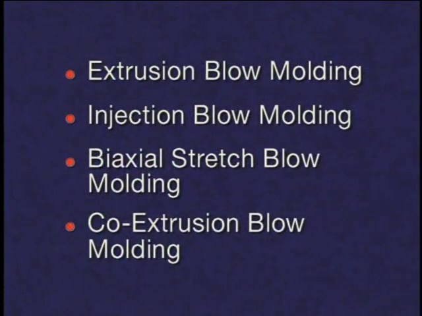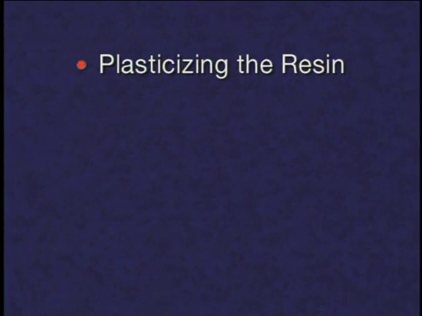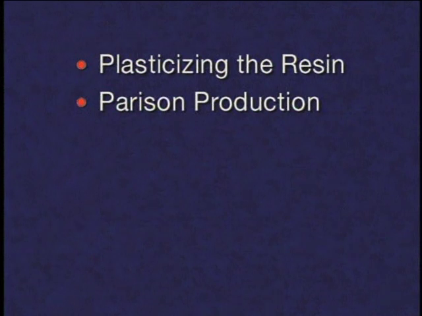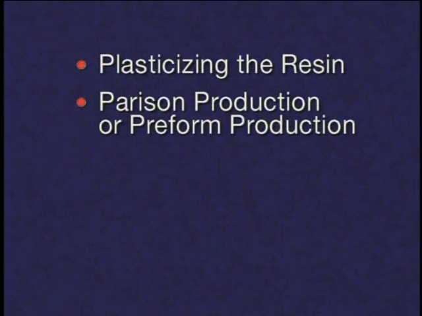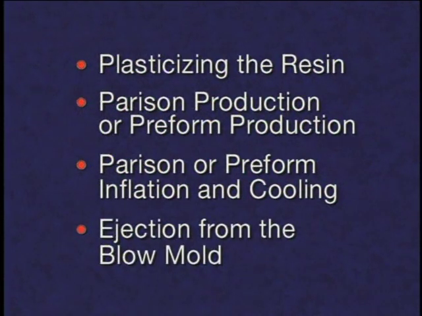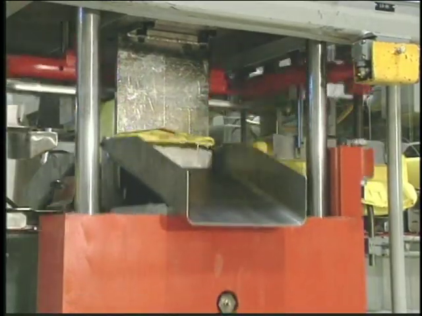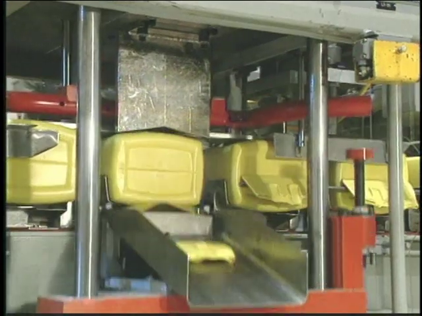In addition, these blow molding processes all share four common stages: plasticizing or melting the resin, parison production when referring to most blow molding operations, or preform production when referring to biaxial stretch blow molding, parison or preform inflation and cooling in the blow mold, and ejection from the blow mold. A fifth stage is necessary in extrusion blow molding for trimming and finishing the product.